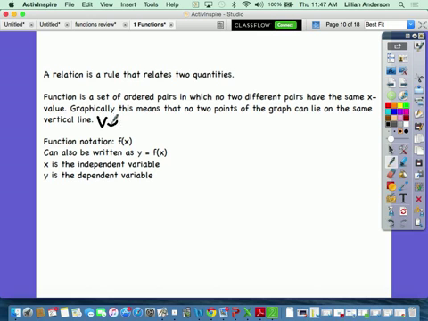Everybody should still be thanking me from last year, because you would have never done it. That is the vertical line test.